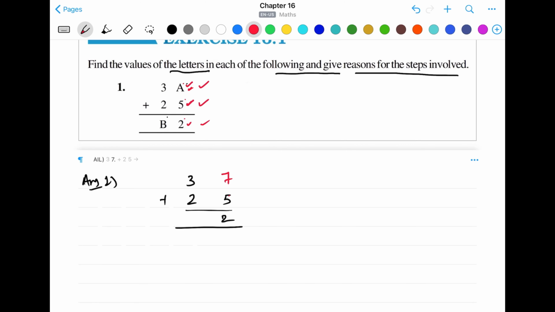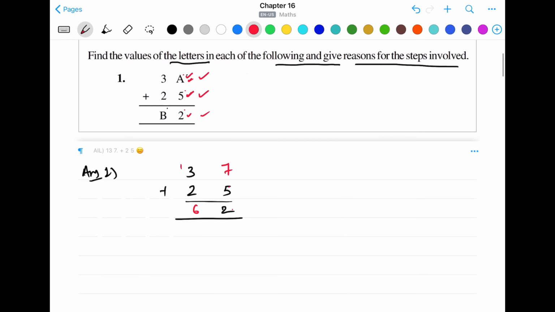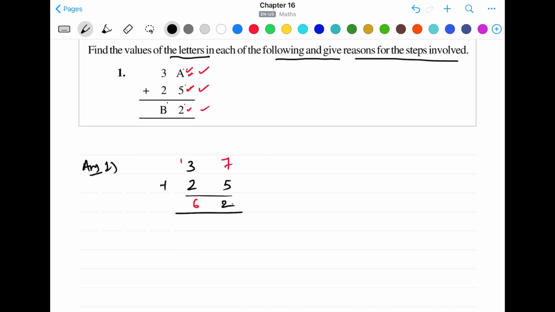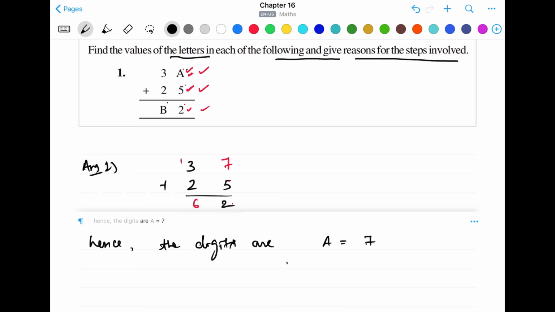Now this 7 plus 5 is 12, so we got 2 here, 1 will be carry. So this 3 plus 2 is 5 plus 1 is 6. So the answer is we got 7 at the place of A and 6 at the place of B. So we'll write, hence the digits are A equals 7 and B equals 6. That's our answer. At the place of A we have 7, at the place of B we found out B is 6. So that's the answer of question number 1.